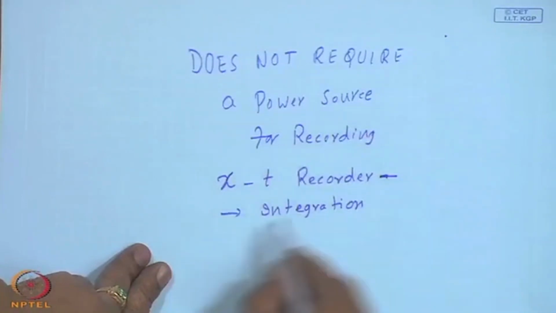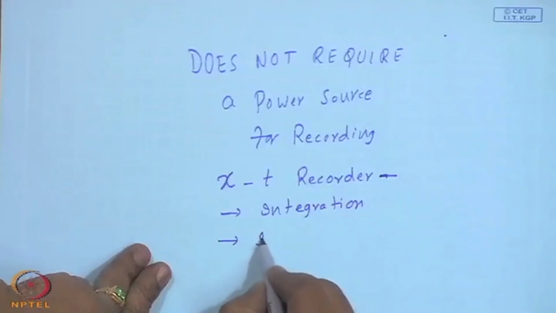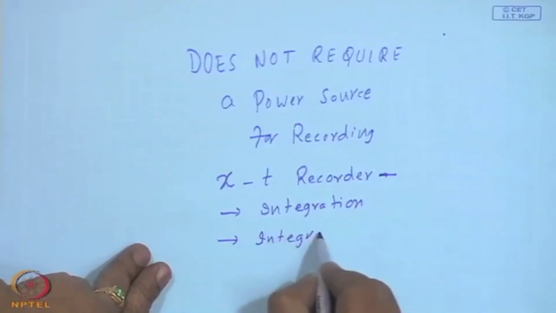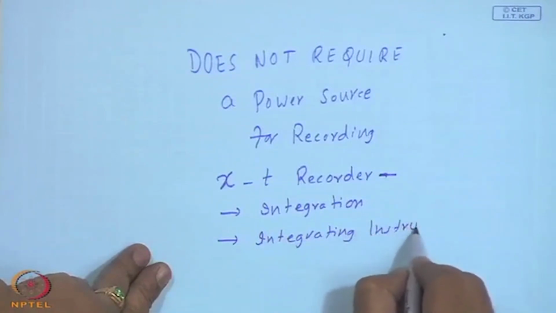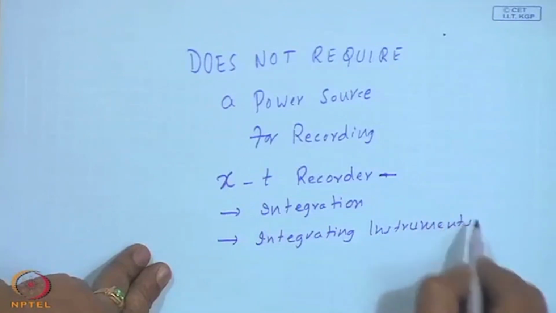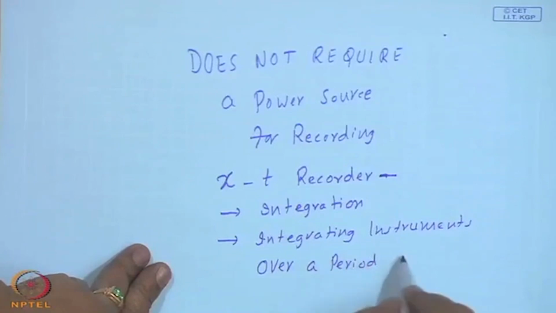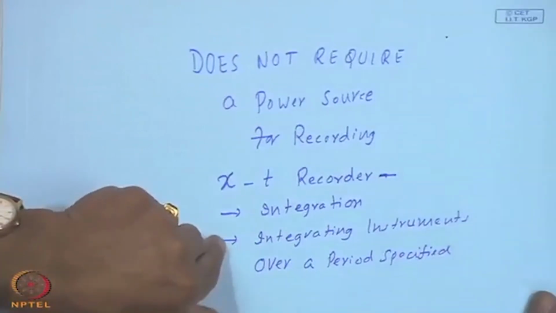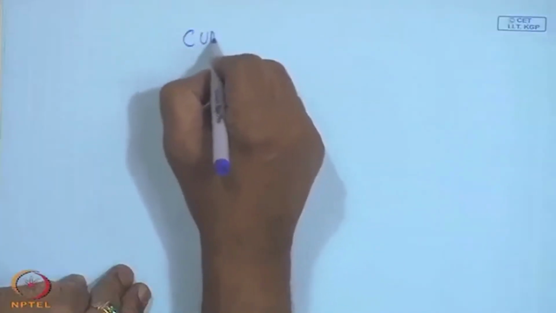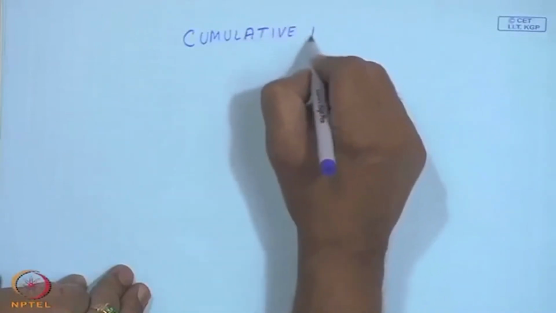the solar radiation. The later generation pyranometers are coupled to integrating instruments which measure the intensity over a specified period and come out with cumulative radiation values.